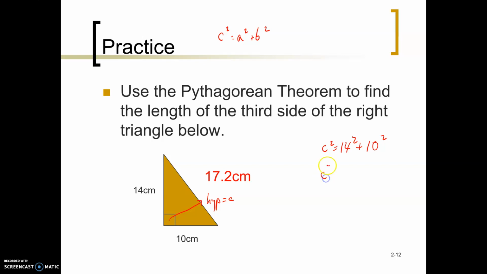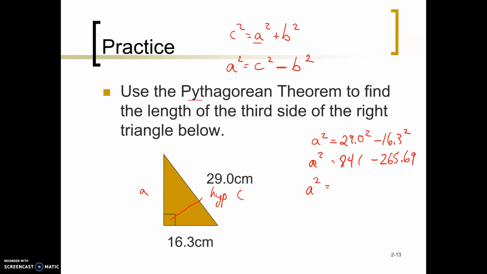I will just finish these values here. This is 196 plus 100. C squared is 296, and then c is the square root of 296. Okay, and this one is going to be equal to 17.2.